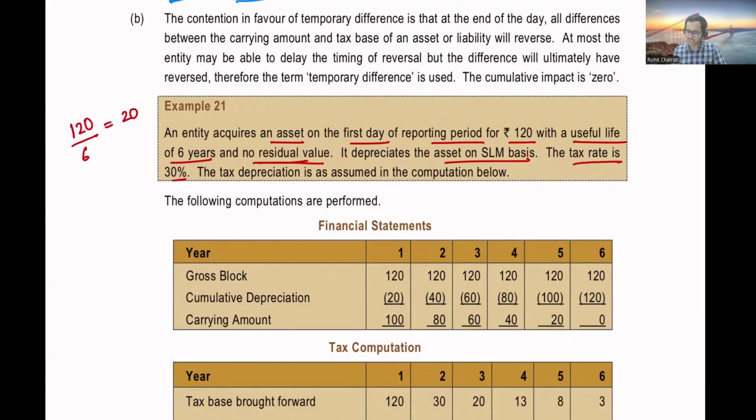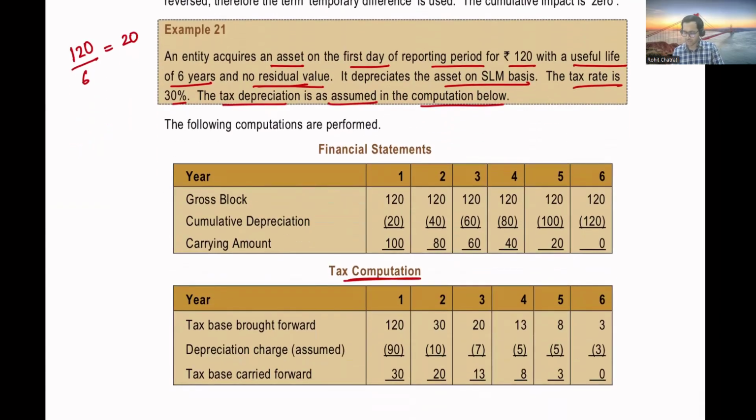What the question is also saying is the tax depreciation is as assumed in the computation below. They've given a tax computation over here. What they're saying is you have a 120 asset at the beginning of year one. They have given a depreciation charge in each year. Generally it's on a WDV basis, or in tax you have a higher depreciation in earlier years followed by a lower depreciation at a later point. So those are the numbers that they've given over here.